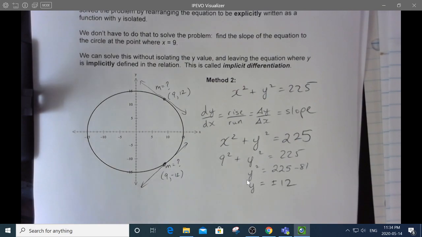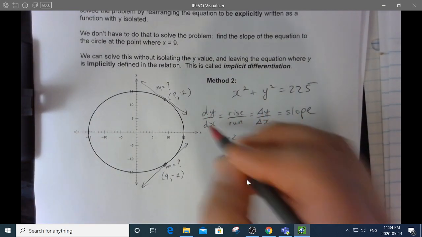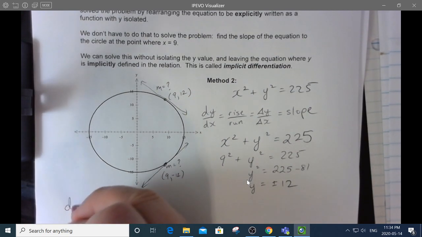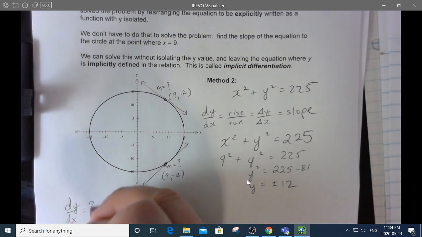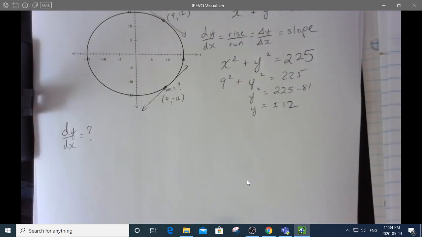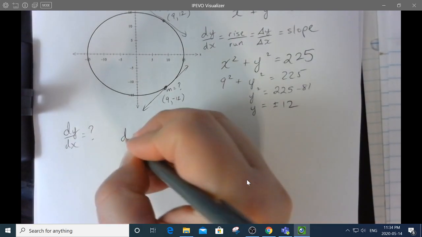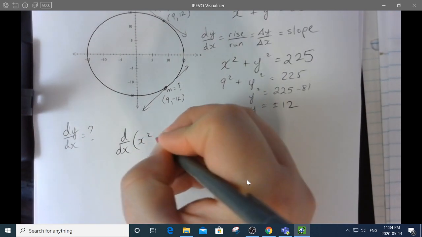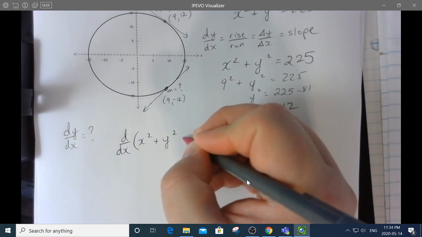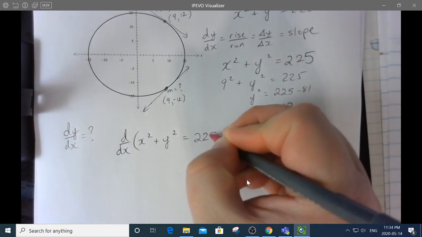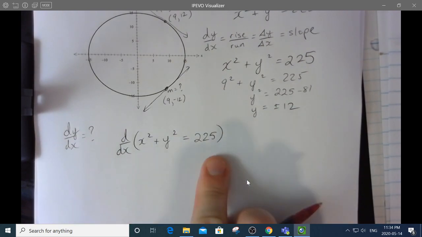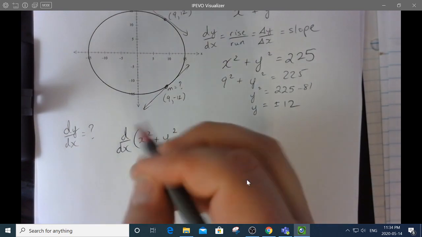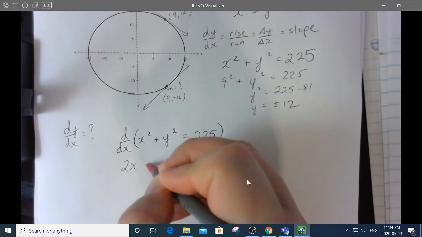So let's see what I can do. I want dy by dx. dy by dx is what I'm looking for, and let's find it algebraically. So I want the derivative with respect to x of x squared plus y squared equals 225. I want the derivative with respect to x of all of these 3 terms. Well, the first one's pretty easy, right? That's just 2x. But what about this one?